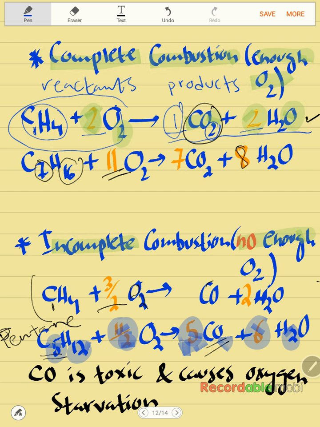One quick note: carbon monoxide, if you don't know, is a toxic gas, and it causes oxygen starvation in the blood, so it's pretty dangerous. So that's why incomplete combustion isn't really preferable.